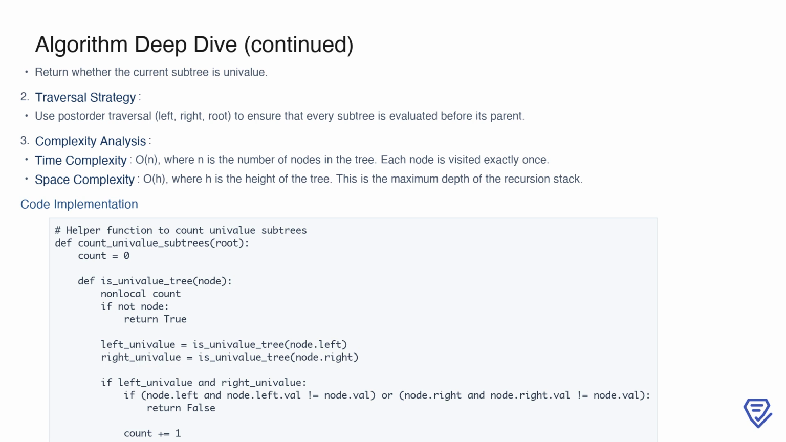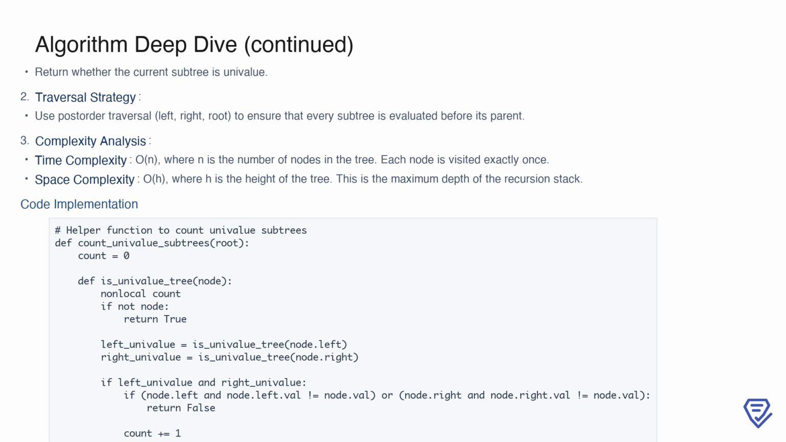In terms of computational complexity, this approach is highly efficient. The time complexity is O(n), where n is the number of nodes in the tree, since each node is visited exactly once. The space complexity is O(h), where h represents the height of the tree, as this is the maximum depth of the recursion stack.